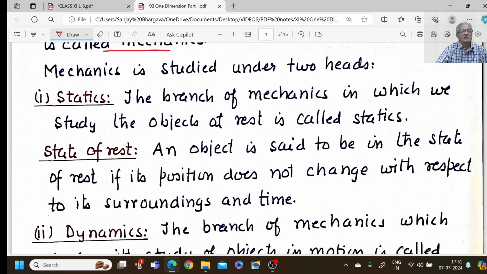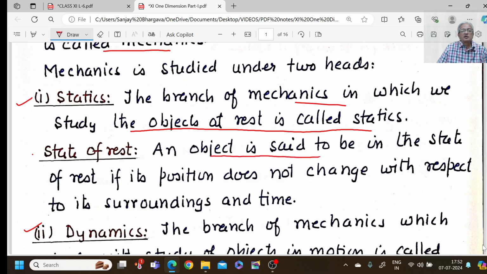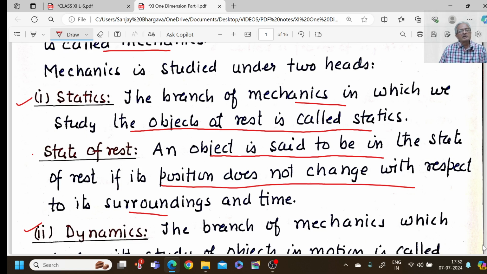So mechanics can always be studied under two different headings. One would be called statics, the other would be called dynamics. The branch of mechanics in which we study the objects at rest is called statics. Now, in statics, an important word is state of rest. An object is said to be in the state of rest if its position does not change with respect to time or its surroundings. So how do we define the state of rest? State of rest is defined whenever the position of an object does not change either with respect to time or with respect to surroundings.